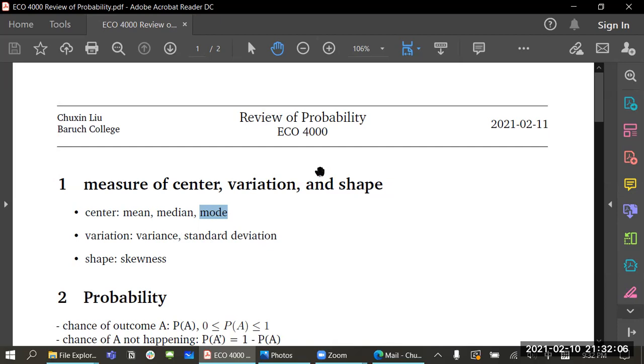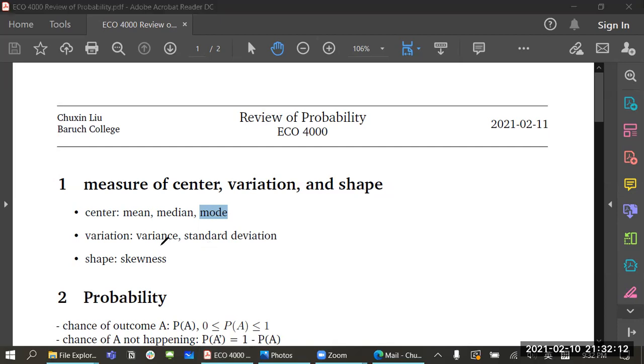We have two measures. The first one is variance. We usually use sigma squared to talk about variance, and standard deviation is the square root of variance. So I want you to remember this: whenever I say sigma, it's standard deviation. Whenever I say sigma squared, it's variance. Lastly, there's also shape.